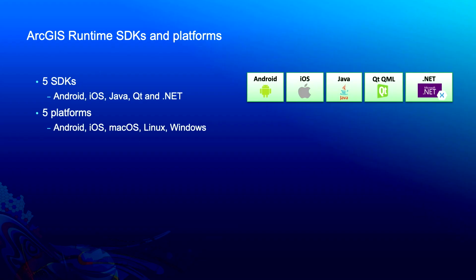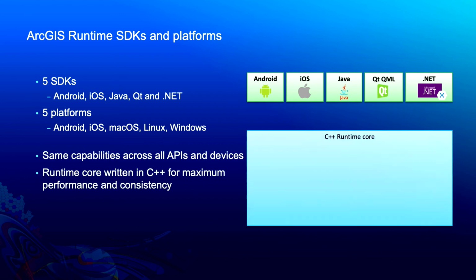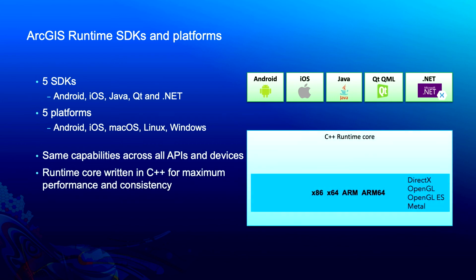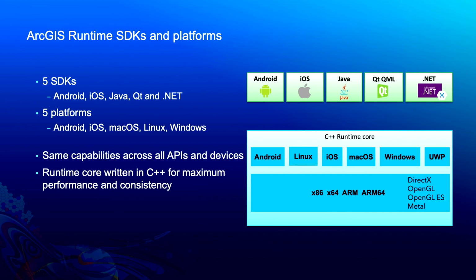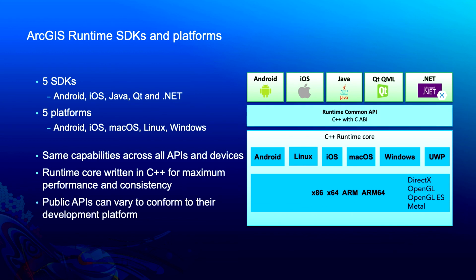The runtime supports 5 SDKs running on 5 platforms. You can see them up here. It has the same capabilities across all of these different APIs. And it does that because most of the functionality we write once in C++, and then we compile it for the various architectures. We make use of the various chipsets that you can see there, and we expose it through what we refer to as a runtime common API to these individual environments.